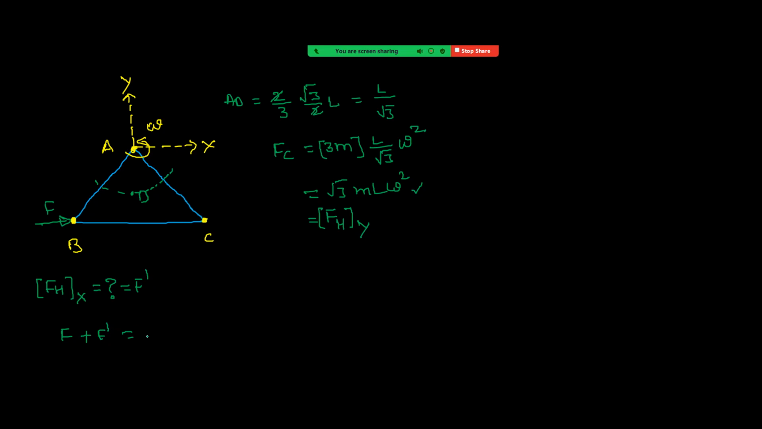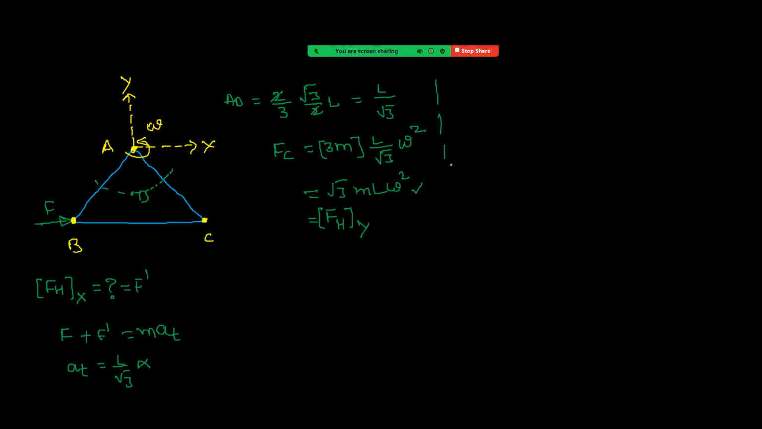So the net force along a tangent, it is a tangential force, equals mass into tangential acceleration. And the tangential acceleration value is R into alpha. The R value is L by root 3, so L by root 3 into alpha. So now see how to get the value of alpha.